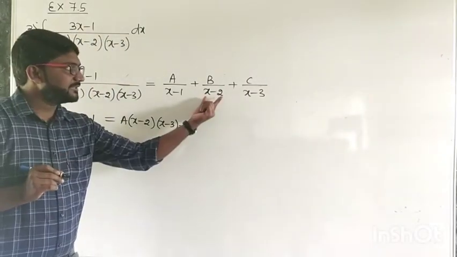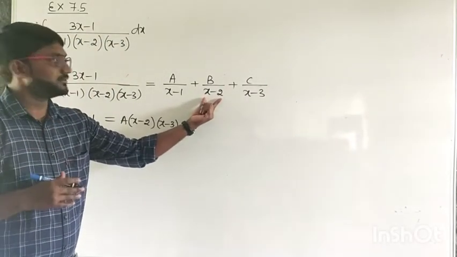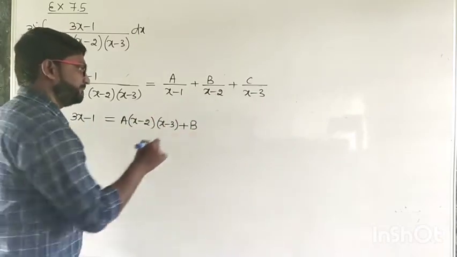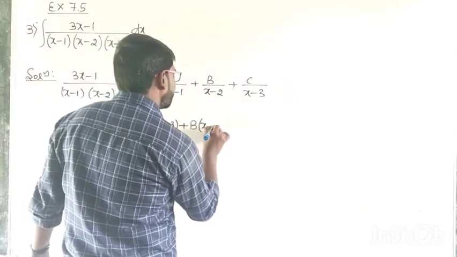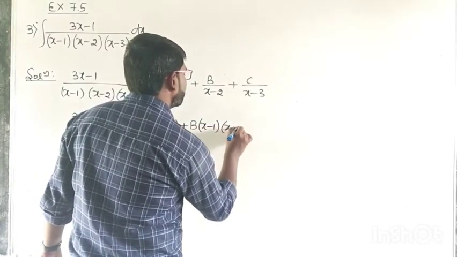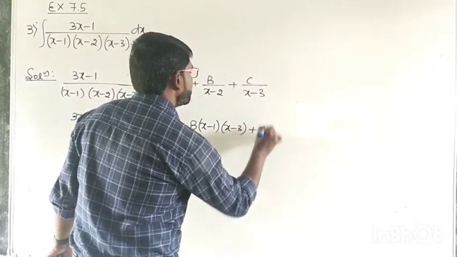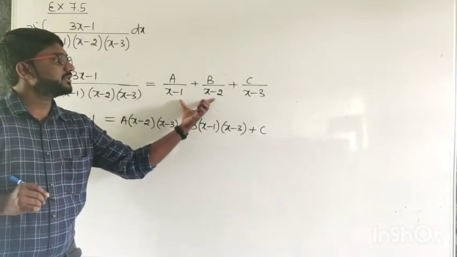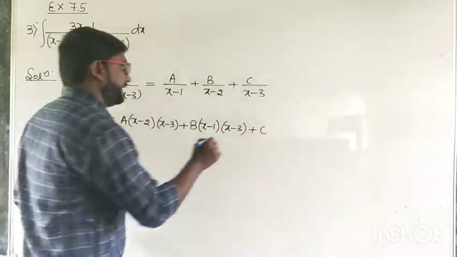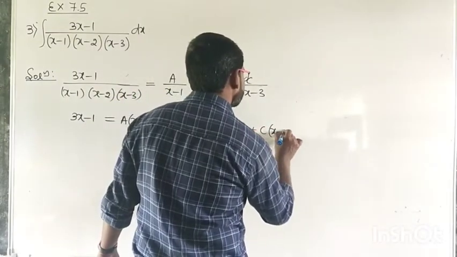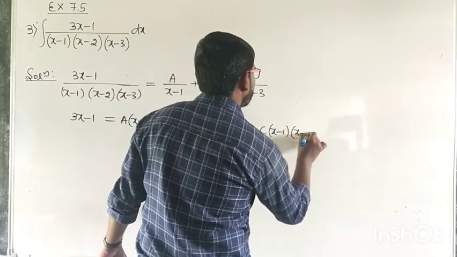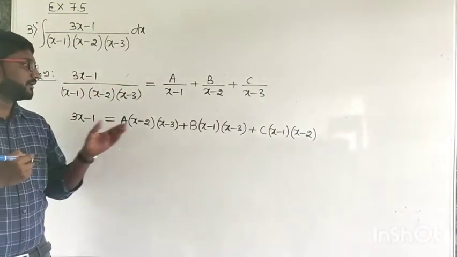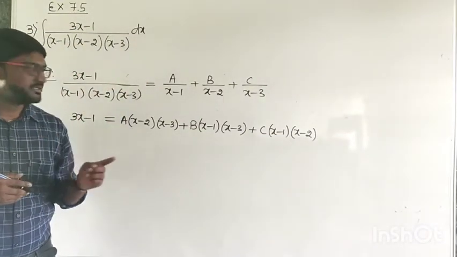So now leave this and multiply the other two terms. So (x minus 1)(x minus 3) plus c into, so leave this and multiply these two terms with c now. We get (x minus 1)(x minus 2).